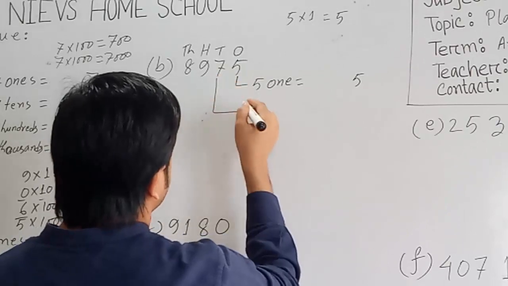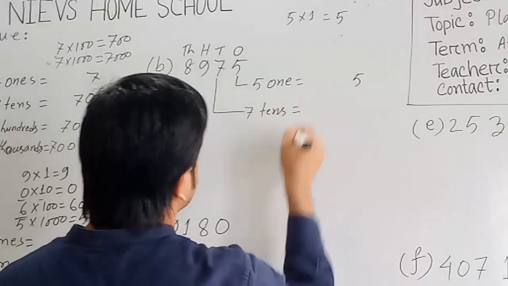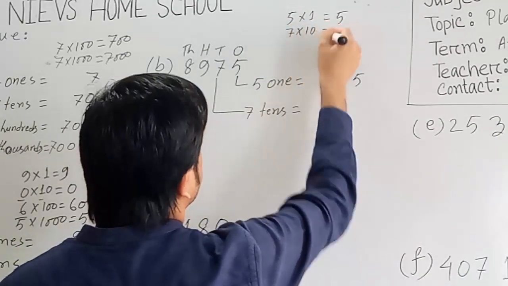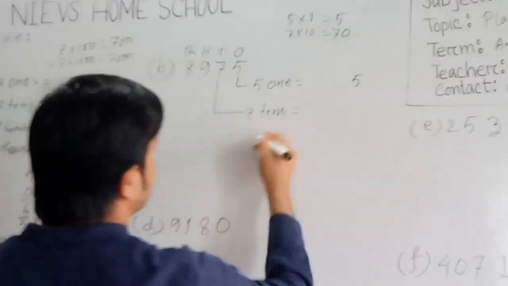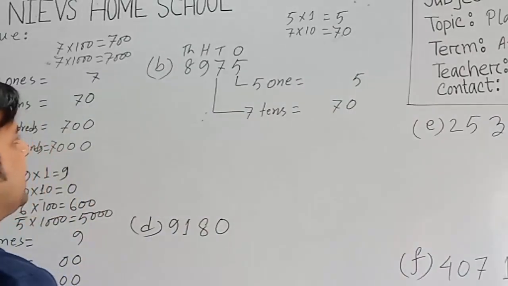Now second digit 7. 7 is in tens position, so we can write here 7 tens. So multiply 7 by 10, as this position is tens position. This will be 70. So we can write here place value of 7 in this number is 70.